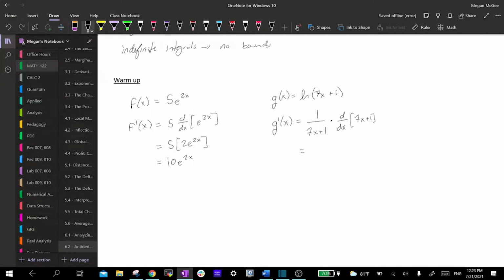So the derivative of the inside function here is just going to end up being 7. So we have 7 over 7x plus 1, and that is our final derivative for g of x.